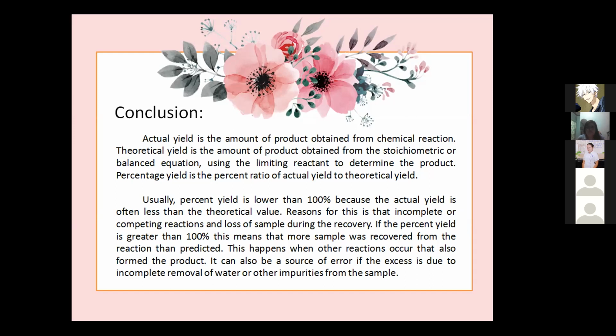So, some is lost. If the percent yield is greater than 100%, this means that more sample was recovered from the reaction than predicted. This happens when other reactions occur that also form the product. It can also be a source of error if the excess is due to incomplete removal of water or other impurities from the sample.